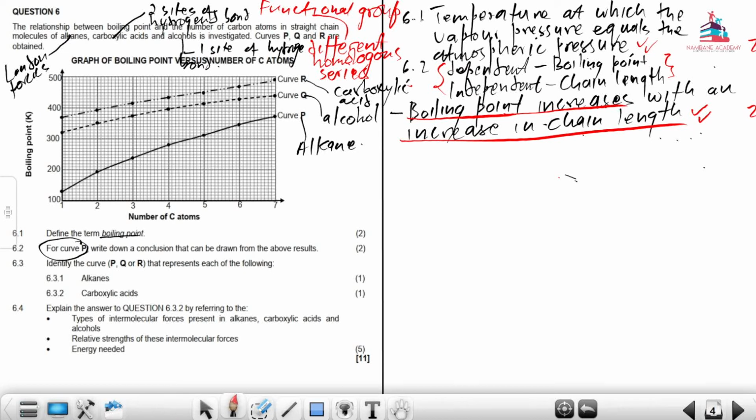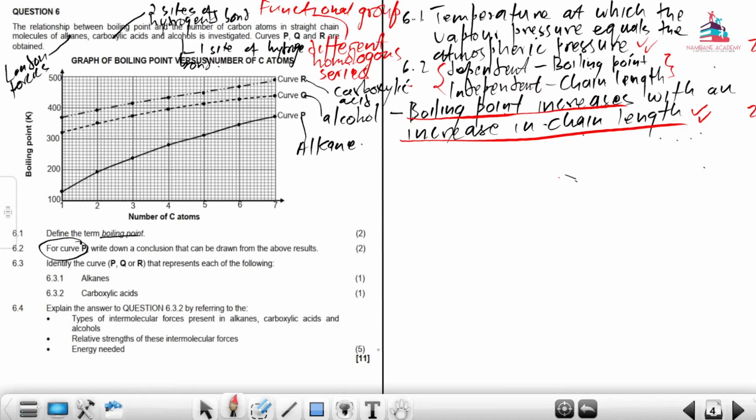So if you say boiling point is directly proportional to the chain length, that is not correct, because I did say the boiling point does not change necessarily with the same increments as we change the number of carbons. So they are not directly proportional. Hence, we emphasize that let's have a nice relationship between the dependent and independent variable.